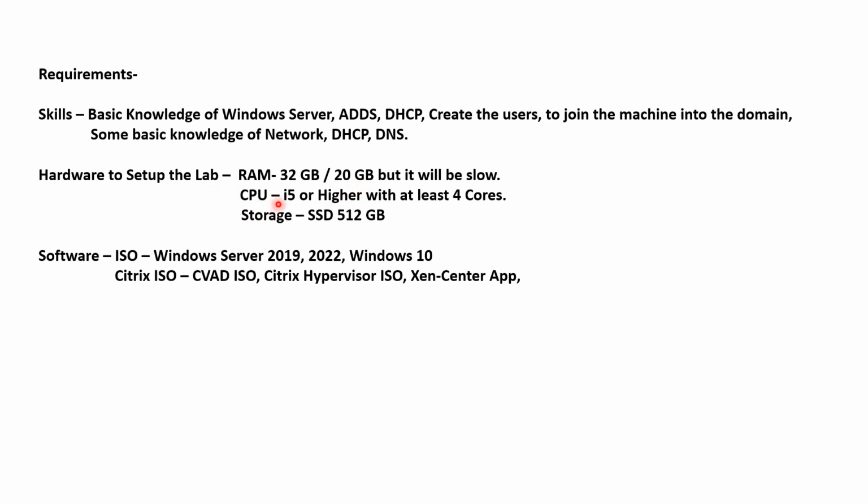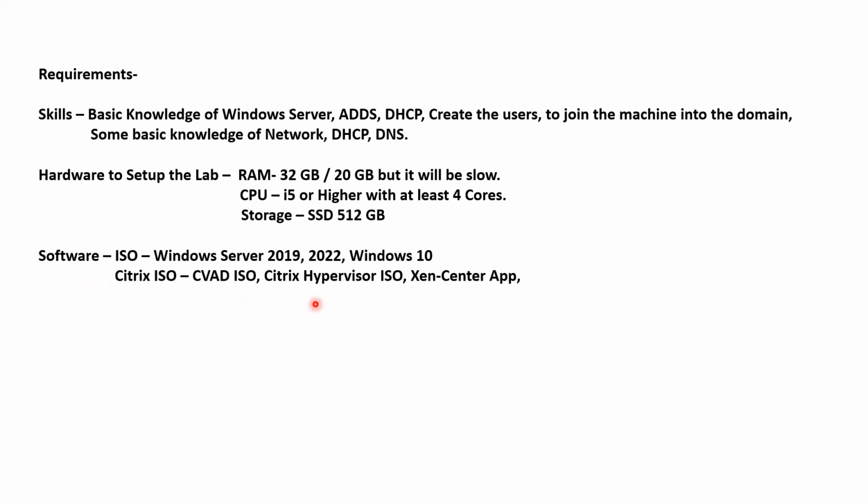And when it comes to the CPU, I need at least i5 or higher with at least 4 physical cores. And when it comes to storage, like SSD, I will never recommend having the traditional HDD drive. It is very slow. Now when it comes to the software part, you can use Windows Server 2019 or 2022. I will use 2022 for sure, and Windows 10 as our desktop operating system.